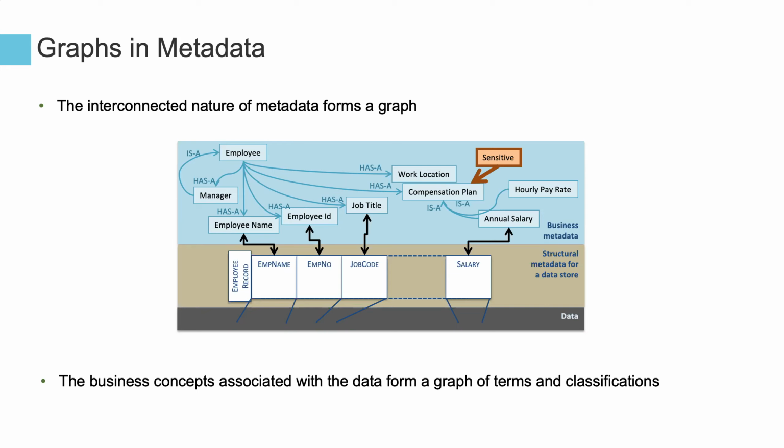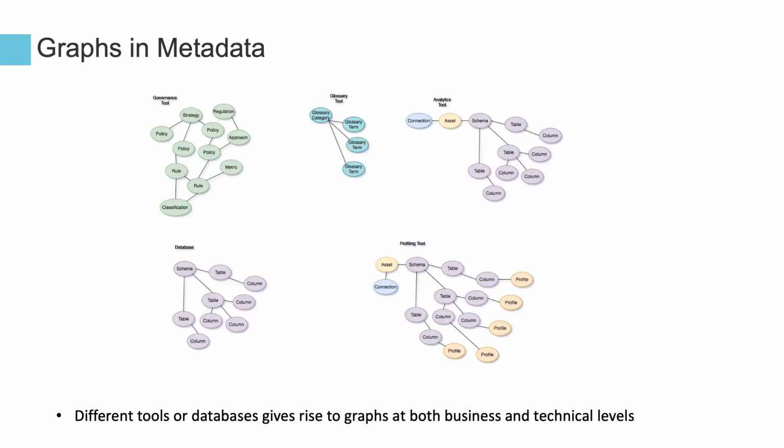So you can see that the business concepts in this picture form a very clear graph, a network, if you like, of terms with relationships between them, has-a, is-a type relationships. But there are far more graphs in metadata. And again, I stole this from Mandy unashamedly, because I think it's a very good pair of slides. So these are just a few of the other graphs that we see.